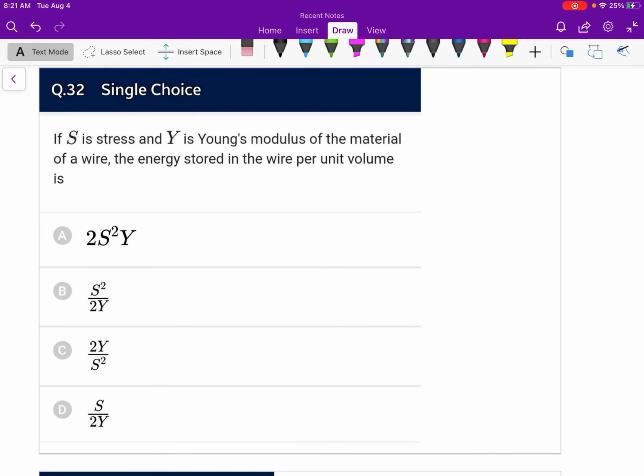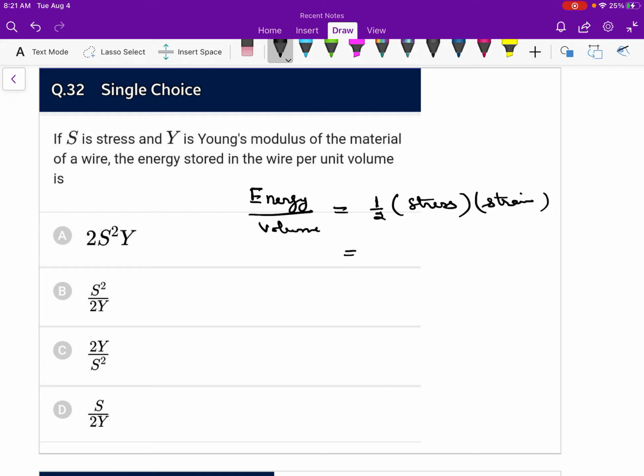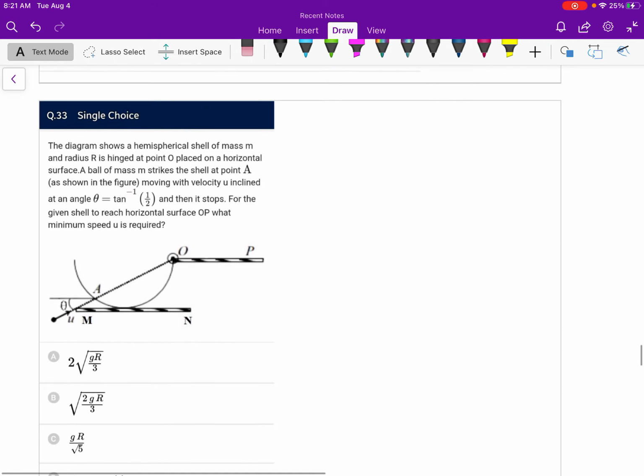If S is stress, the energy stored in wire per unit volume. So energy per unit volume is half into stress into strain, half stress into strain. Now this is half, stress is S and strain can be written as stress upon Young's modulus. So this is S square upon 2Y. So B is the correct option.